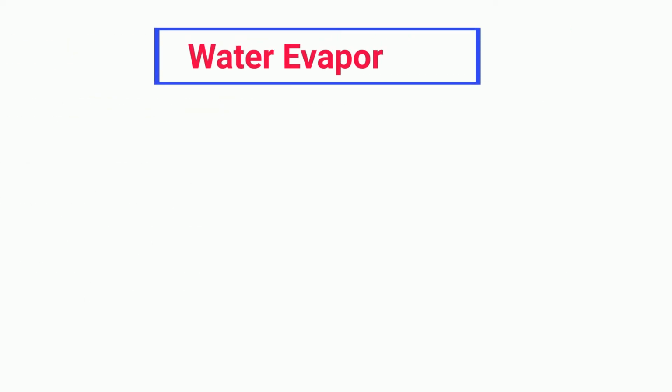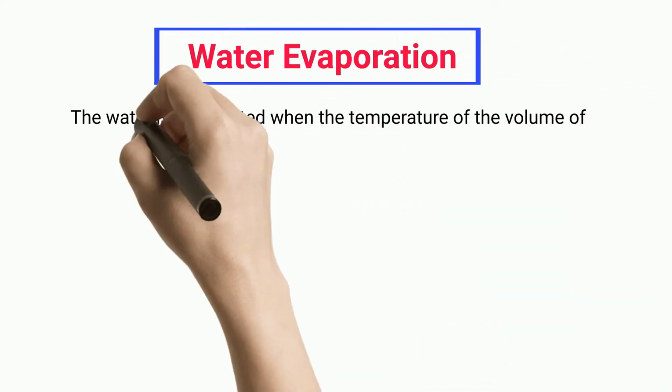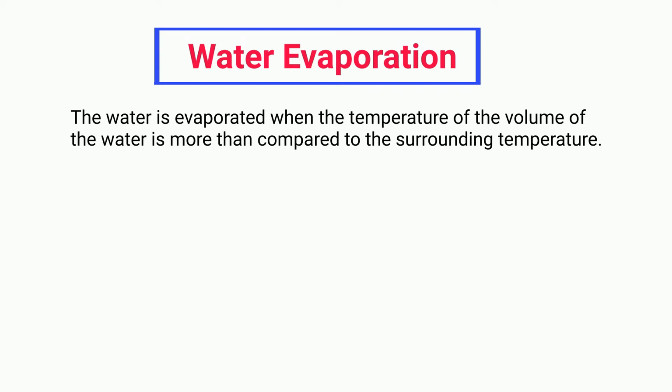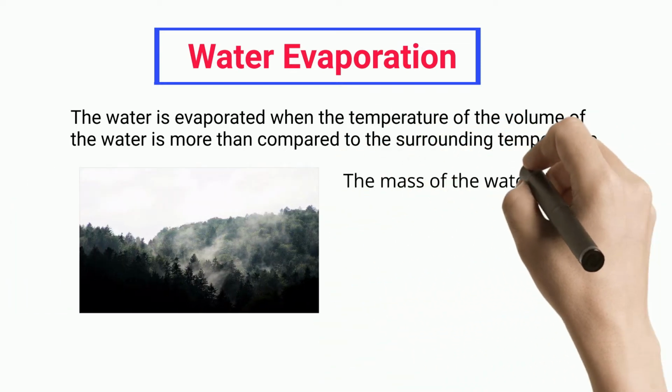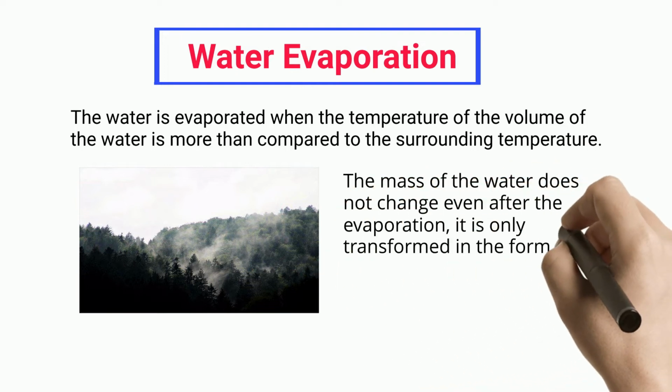Water evaporation. The water is evaporated when the temperature of the volume of the water is more than compared to the surrounding temperature. The mass of the water does not change even after the evaporation, it is only transformed in the form of vapors in the air.